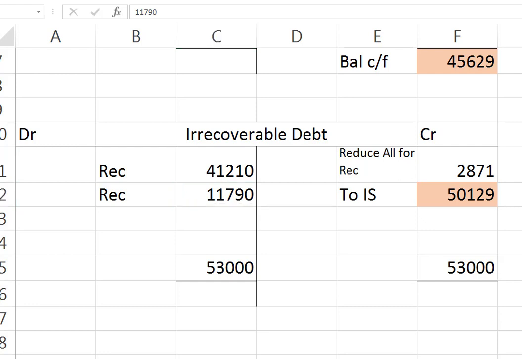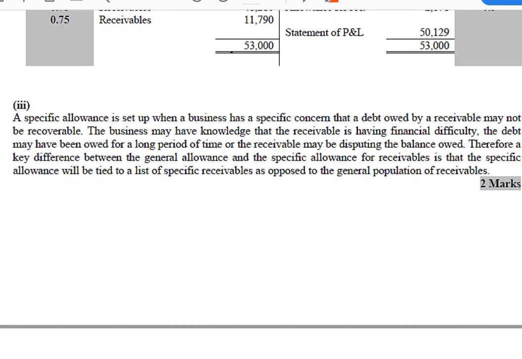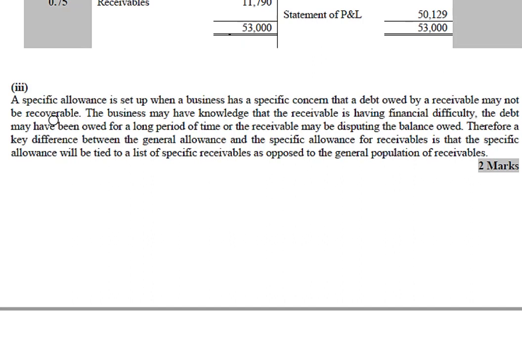Okay, so the next question that they had for us was to outline your understanding of why people might have a specific allowance in their books. Okay, now it says that a specific allowance is set up when a business has a specific concern that a debt owed to them may not be recoverable. So remember that your allowances are about doubts.